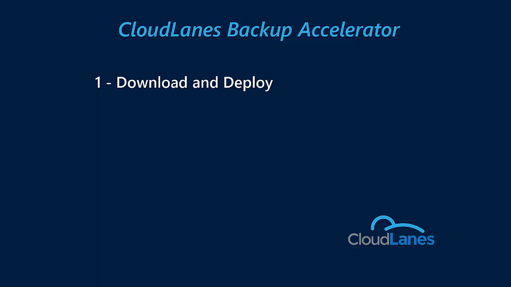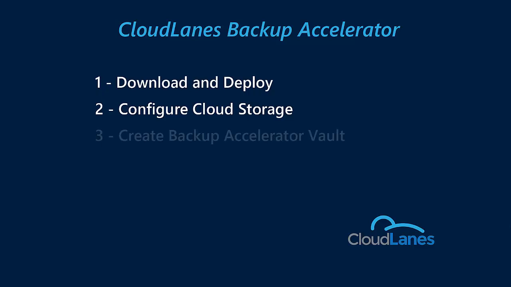This series of videos will show you first how to download the correct image for your particular hypervisor and to deploy that image properly. Step 2 will be to configure your cloud storage account or accounts in your cloud storage provider. Step 3 will be to create the Backup Accelerator Vault, where we store all the data that you back up, first initially on premises and then moving it to the cloud.